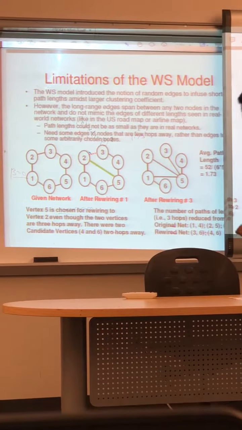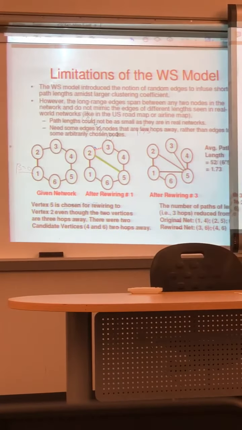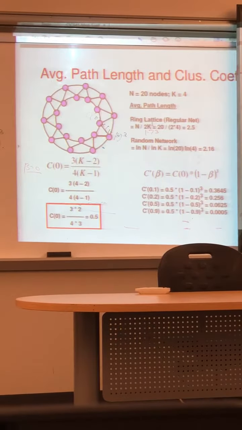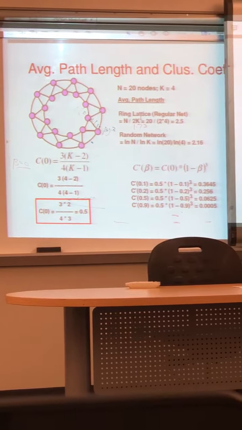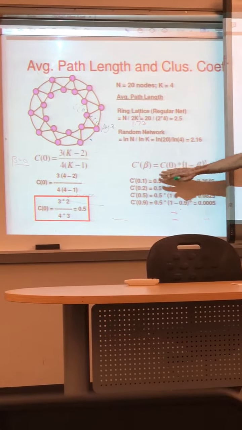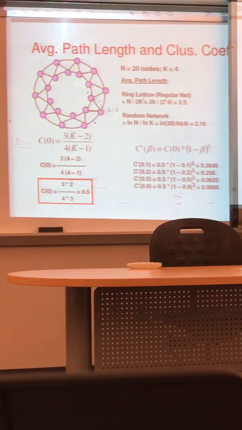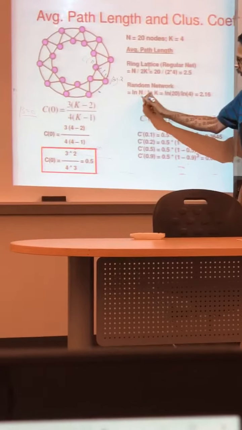So now coming to an implicit problem, we have a numerical problem here. Let me check. Yeah, so this is just a workout of the clustering coefficient values. Now the path length. Okay, so another formula. For a random network, we know this formula already.